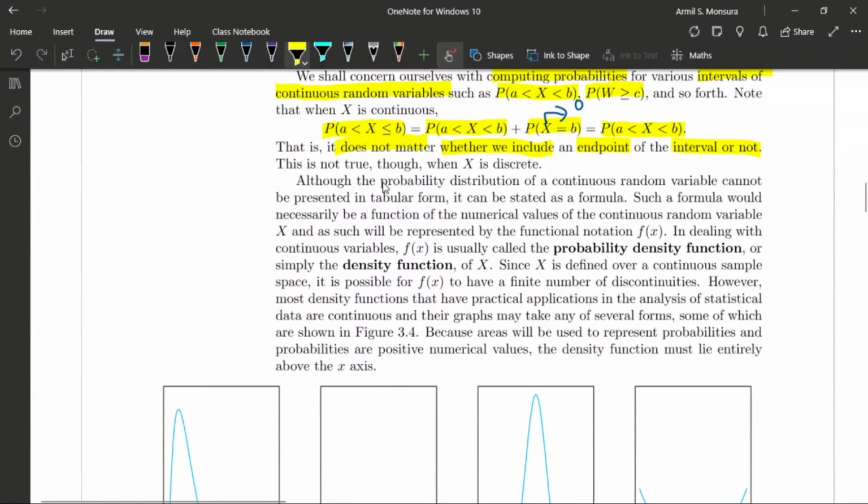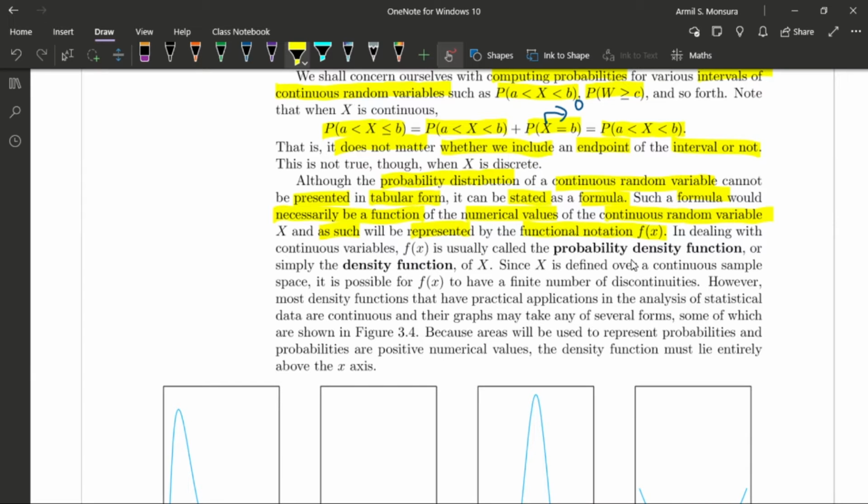Although the probability distribution of a continuous variable cannot be presented in tabular form, we can instead state it as a formula. Such a formula would necessarily be a function of the numerical values of the continuous random variable, and as such will be represented by the functional notation f of x. So it is the same as in our previous lesson: the probability distribution of your variable would be represented by a function of the values that your random variable would assume.